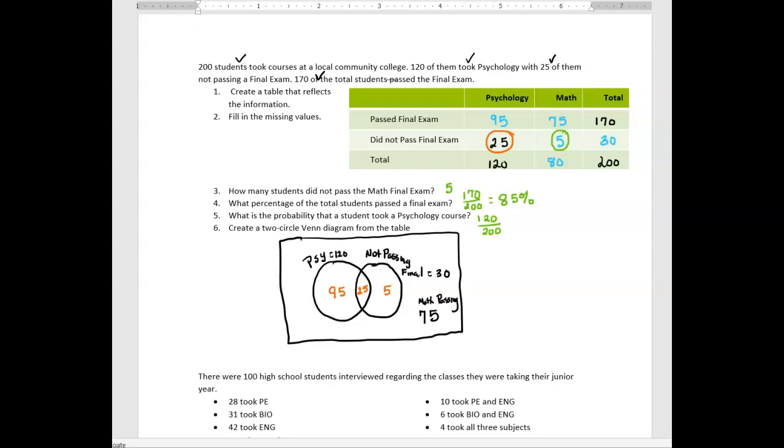And if you notice, each one of these numbers is also what's inside this portion of the table. So that's how your Venn diagram is associated with what we call a contingency table.